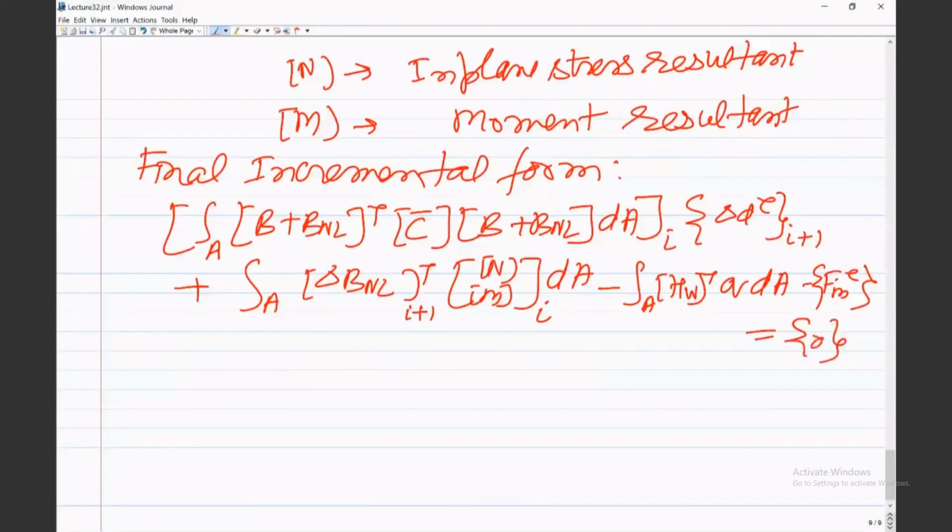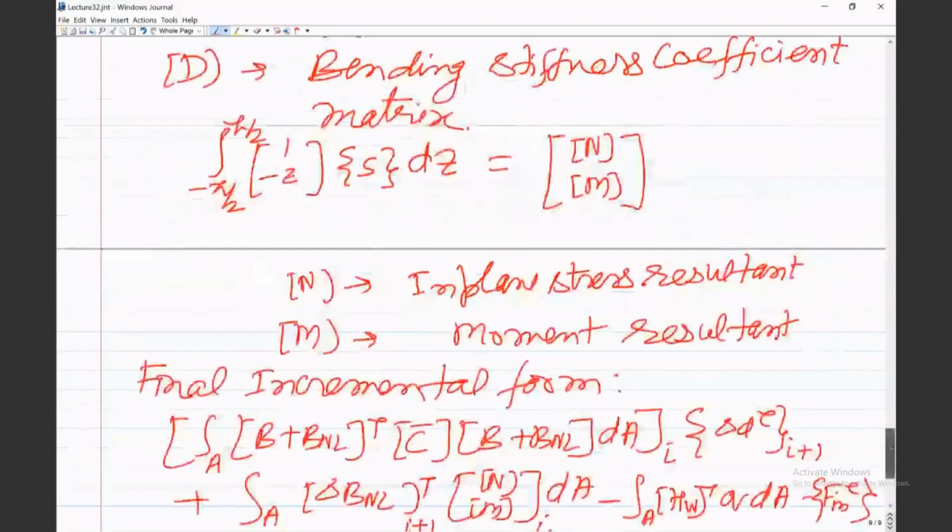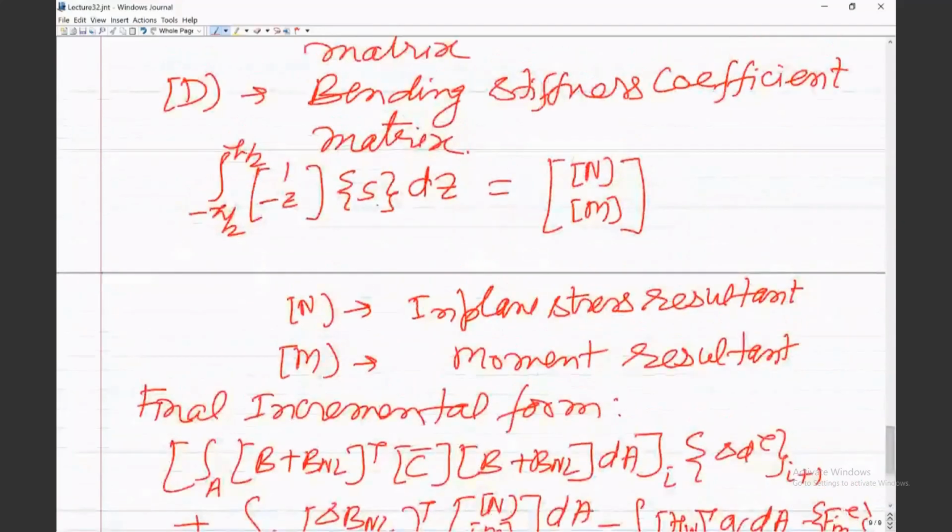I have already defined what N and M are. N, as I said, is the integration of S, which has three components, SXX, SYY, and SXY. So N will have three components, NXX, NYY, NXY, and similarly M will also have three components, MXX, MYY, and MXY.